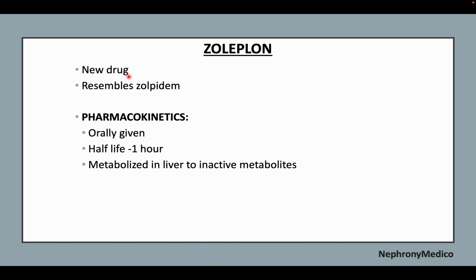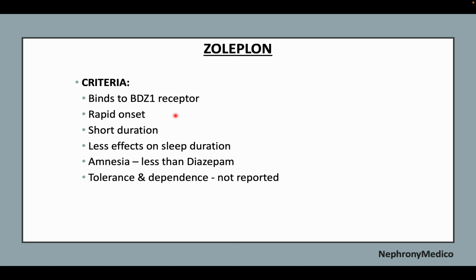Now, zolpidem. It is a new drug. It is given orally with a half-life of 1 hour and metabolized in the liver to inactive metabolites. It binds to the BDZ1 receptor, with rapid onset, short duration, and less effect on sleep duration. Amnesia is less than diazepam, and tolerance and dependence are not reported.